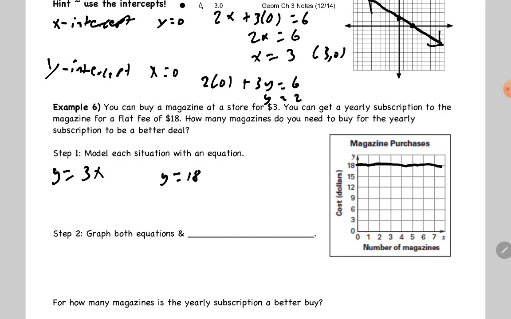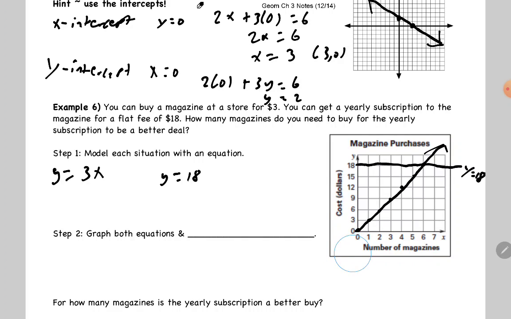So here's y equals 18. y equals 18 is a horizontal line. And then y equals 3x. So in here, we follow our slope. We start at 0 and then go up 3 over 1, up 3 over 1. So this graph is nice to us. And then we draw our line. And then we have an intersection.